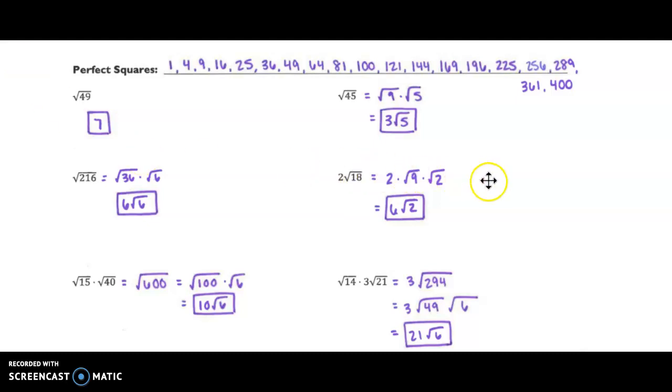And then moving on to simplifying radicals. This is something you should have gone over at the end of Algebra 1. Okay.